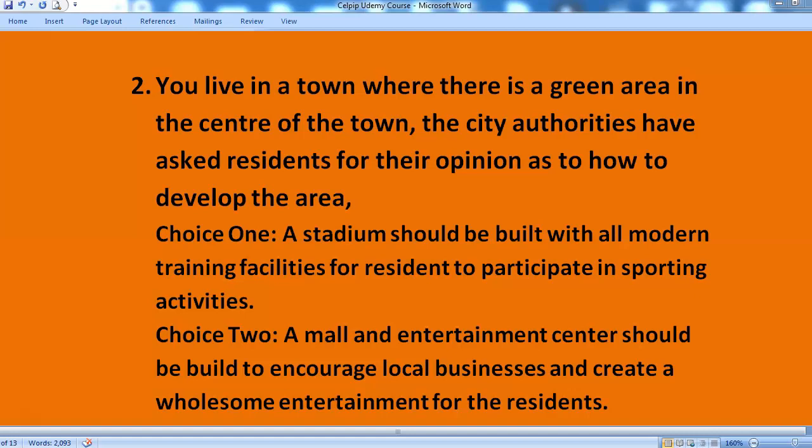Here in this question, again what we have to do is pick one of the choices and present our answer accordingly.